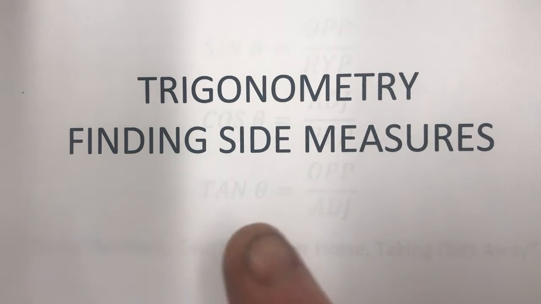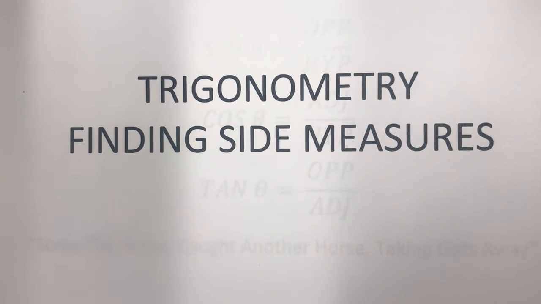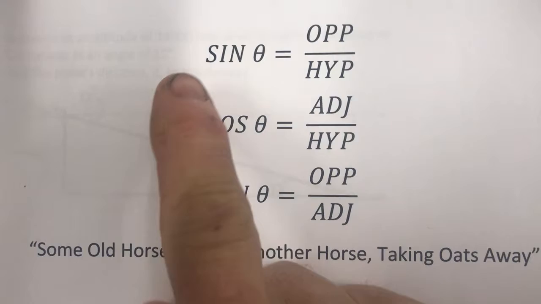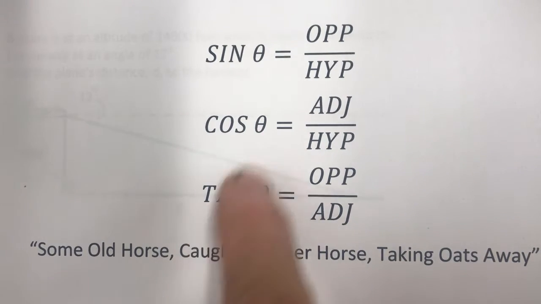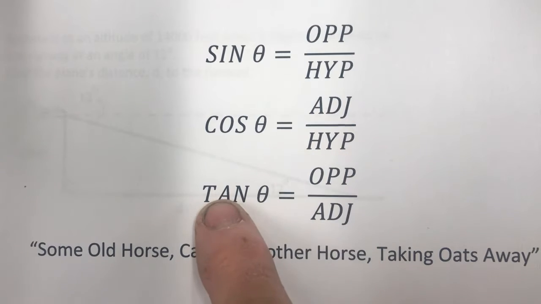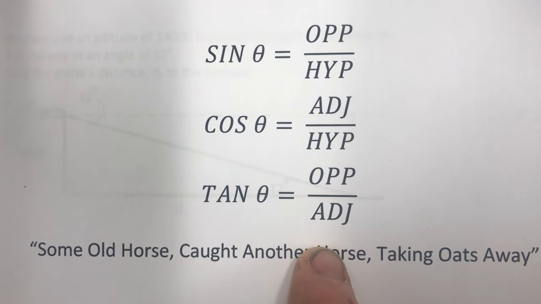All right, we're looking at trigonometry, finding side measures of a triangle. Okay, first of all, we have to know our sine, cosine, and tangent. Sine is opposite over hypotenuse, cosine is adjacent over hypotenuse, tangent is opposite over adjacent.